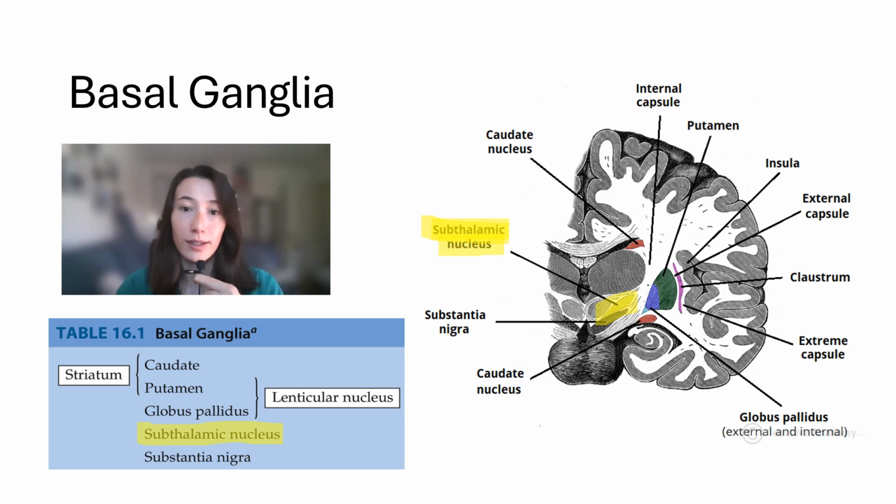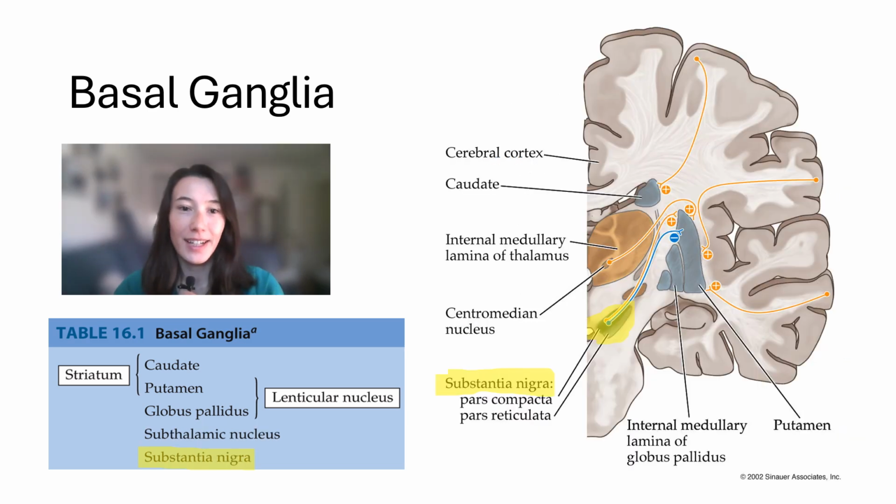Lastly, we have the substantia nigra. It's in the brainstem, specifically in the midbrain. Again, this is what we normally associate with Parkinson's disease. A problem with it is what's associated with it, not just the structure itself.